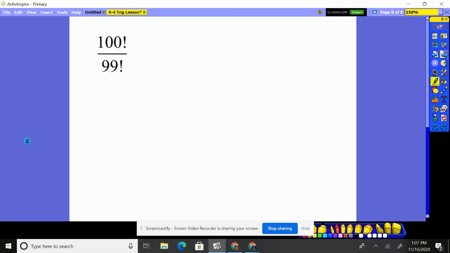And that's what we're doing on some of these. Well, let's look at this one. And this will be our final one here. It says 100 factorial over 99 factorial. If you try to use a calculator, it's going to say error. It can't do it because it tries to do 100 factorial and it's too big.